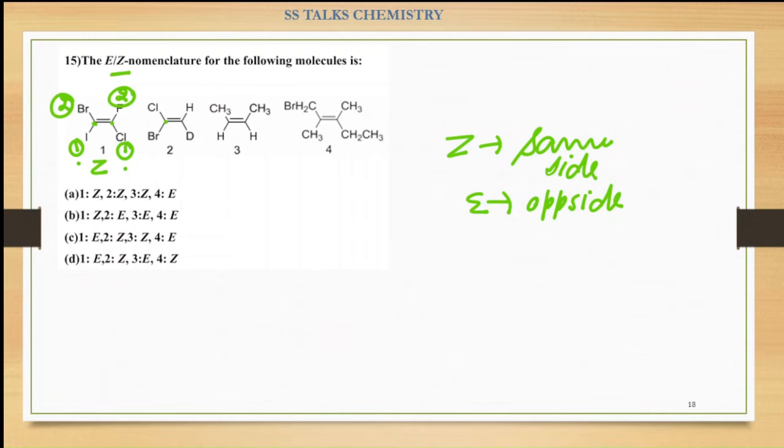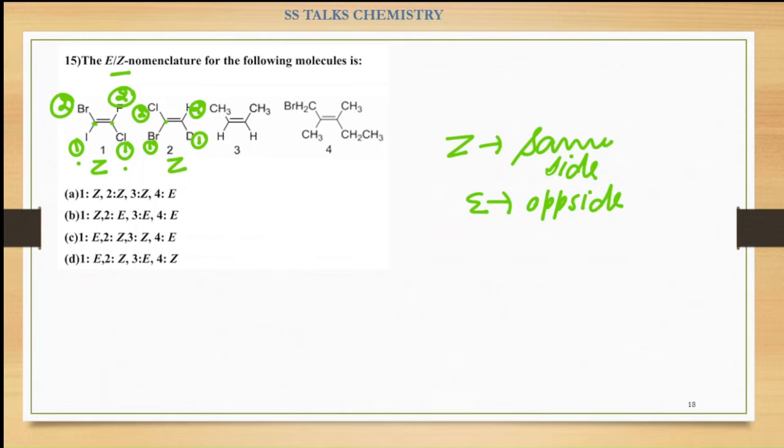In this case, bromine and Cl, bromine is going to have the highest priority, followed by the fluorine. And on this side, if the atomic numbers are the same, you have to focus on their mass numbers. So out of the protium and deuterium, deuterium will have the higher priority. Again, the higher priority groups are on the same side, so the configuration will be Z over there.